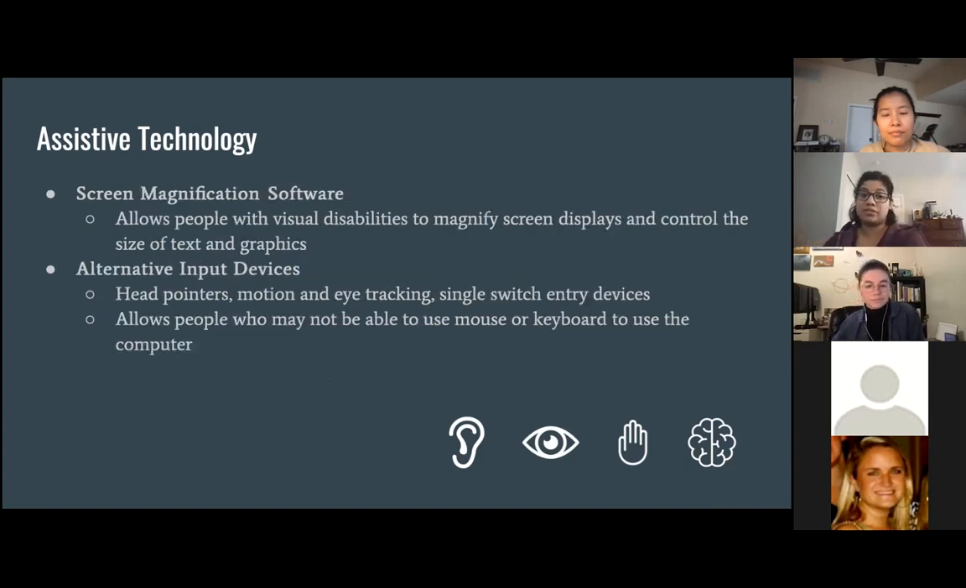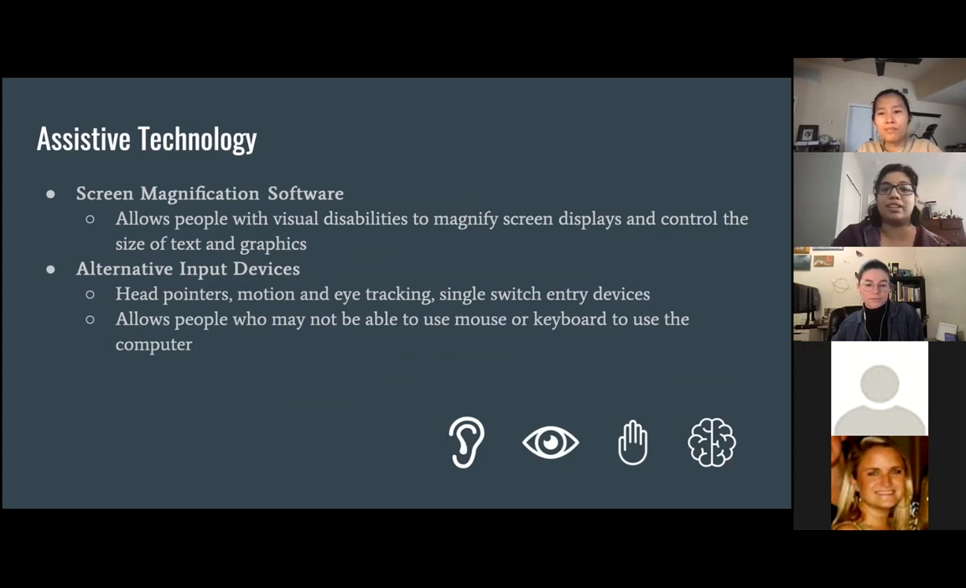Screen magnification software. Your screen should be able to magnify to 200%, but then there's additional software to go even farther for people who truly have to zoom in their displays. And this is for anything from an actual web page to your desktop background.